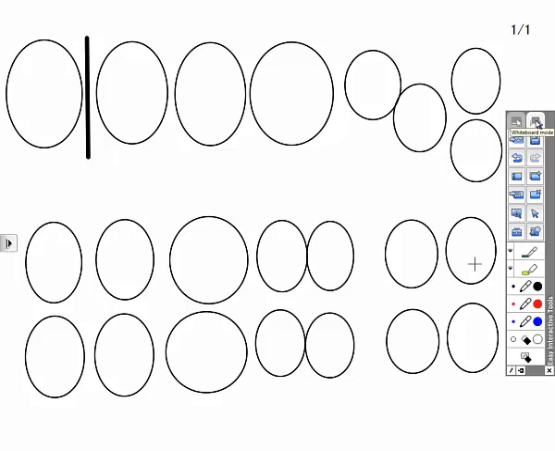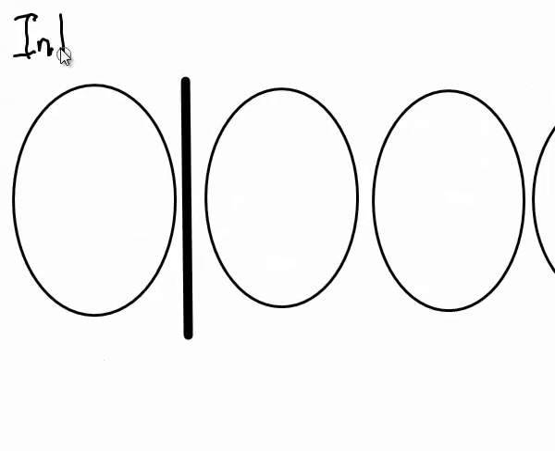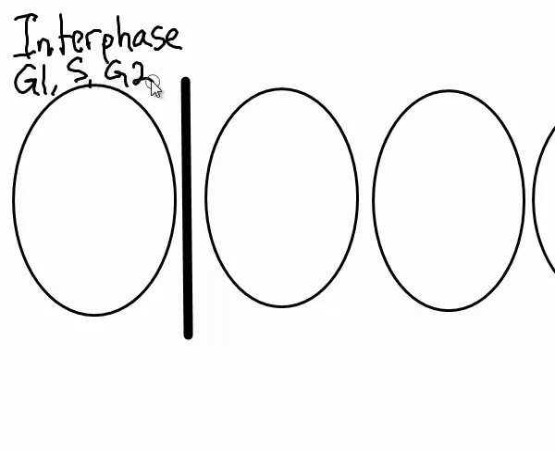This is how cells divide by meiosis to produce gametes, or eggs and sperm. We're going to start with a cell that's in interphase. Now remember, interphase is all of the cell's lifetime except when it's dividing, so that would include the G1, S, and G2 phases of the cell's lifetime.